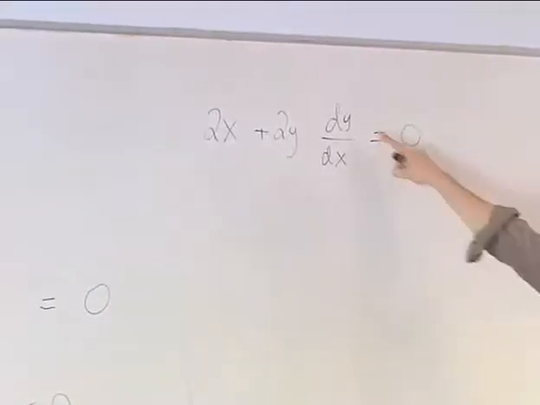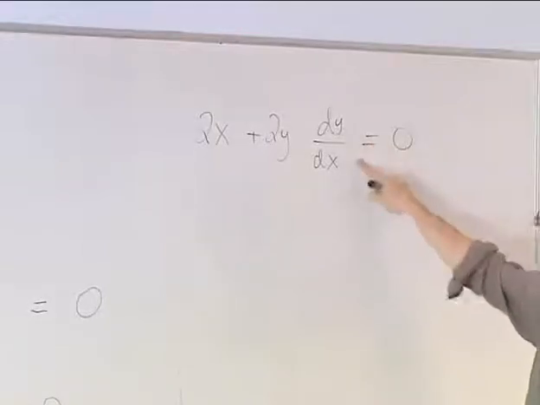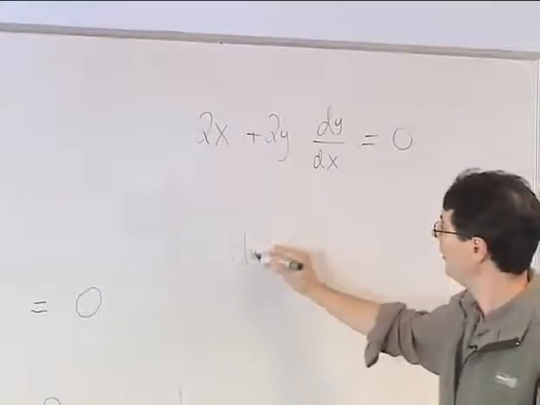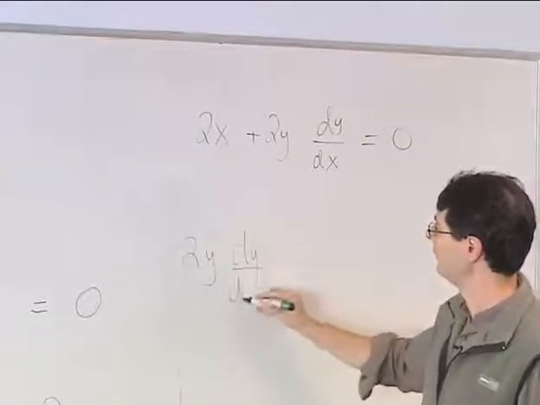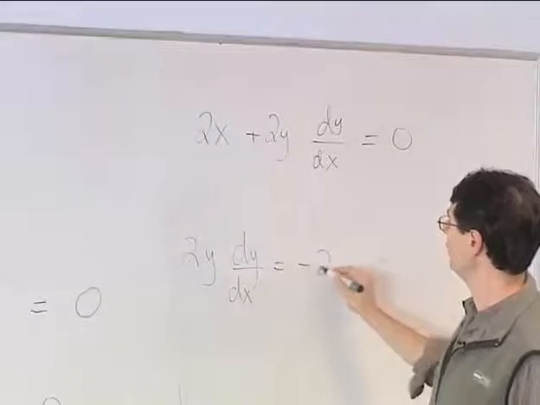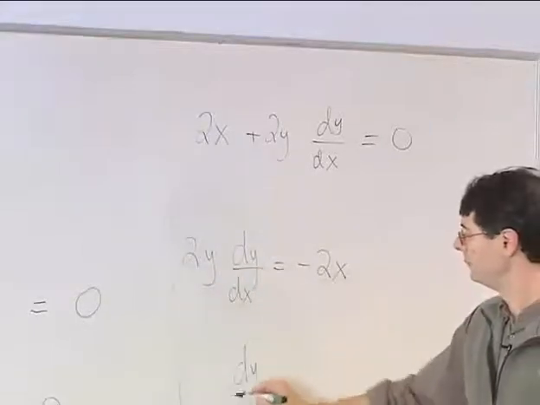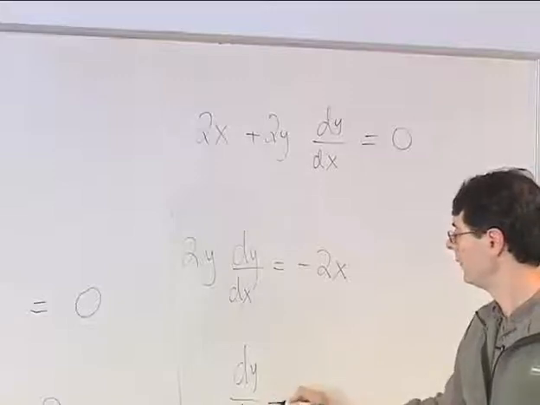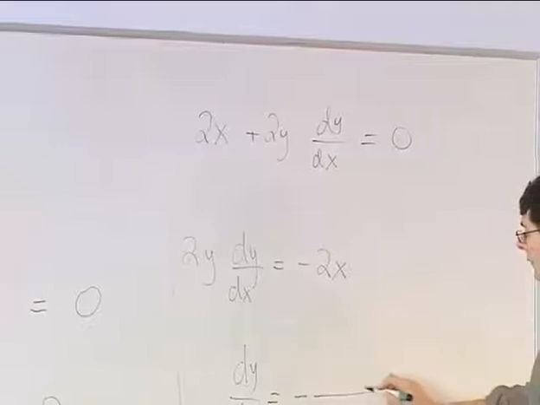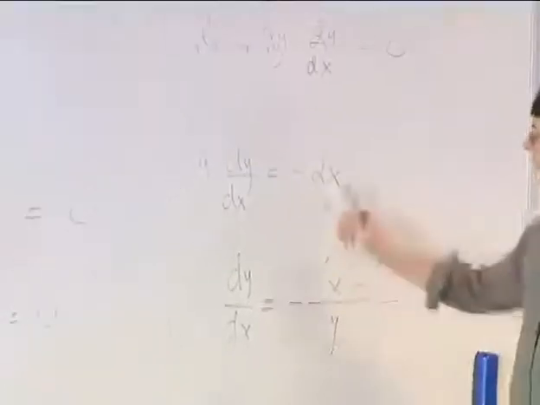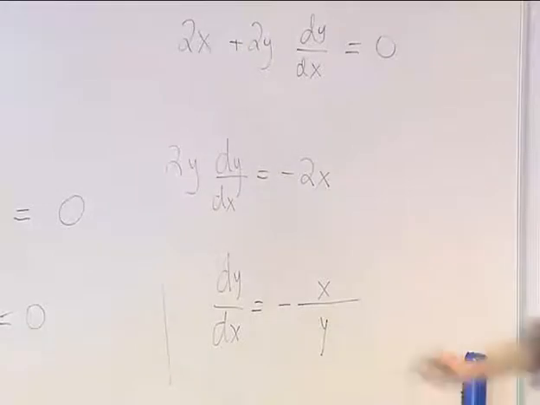Now solve for dy dx. dy dx is the derivative, right? Solve for this. 2y dy dx is equal to negative 2x. Divide by 2y, because the 2's cancel. And that's it. So dy dx is negative x over y.